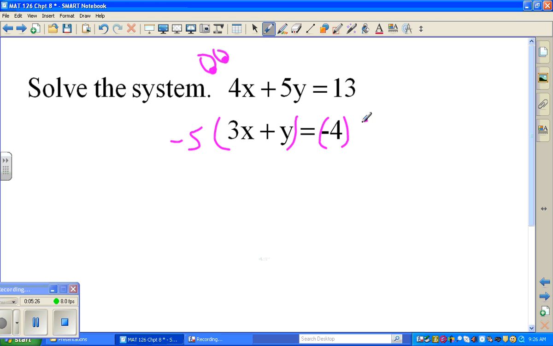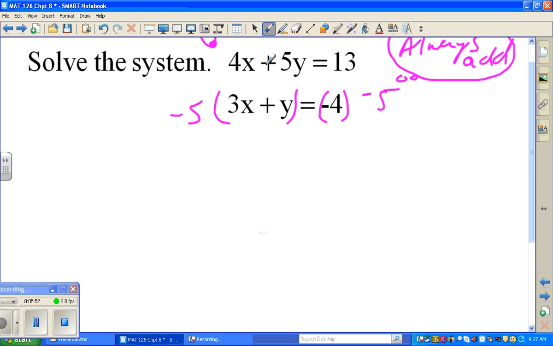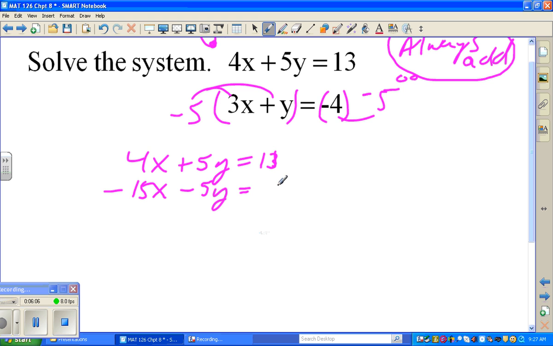I just started doing this. I always add. I never subtract equations when I do elimination. You don't have to, but I got tired of dropping negatives, so I always add. That's why I'm multiplying by -5. I tell you things like that all year, things that I always do because of practice and experience. You don't have to, but you don't have any problems with negatives that way. So if I distribute my -5 through, I get -15x minus 5y equals 20.